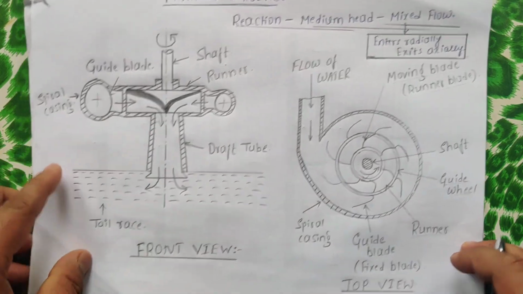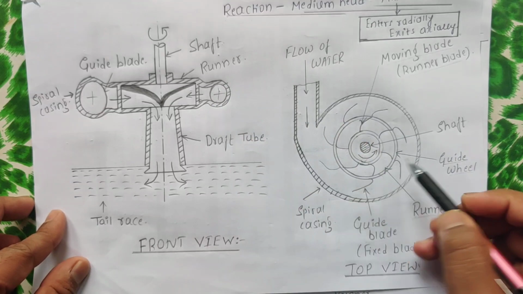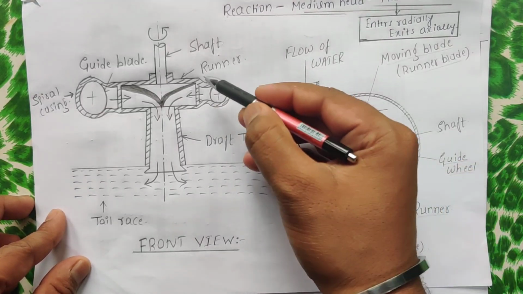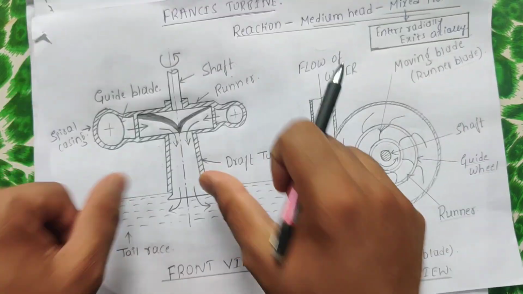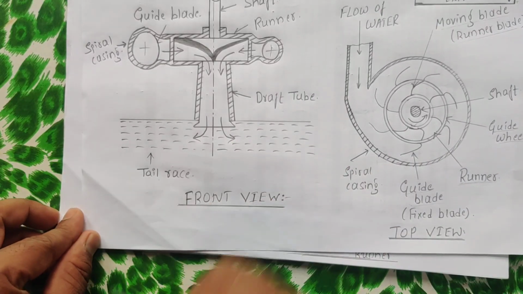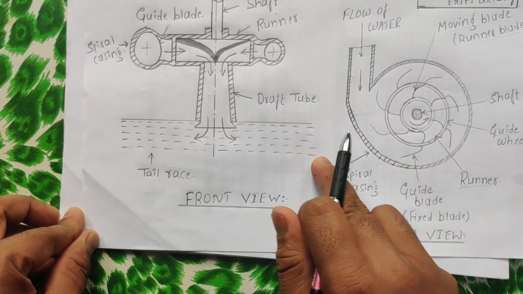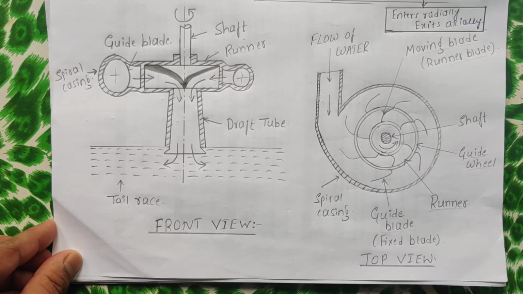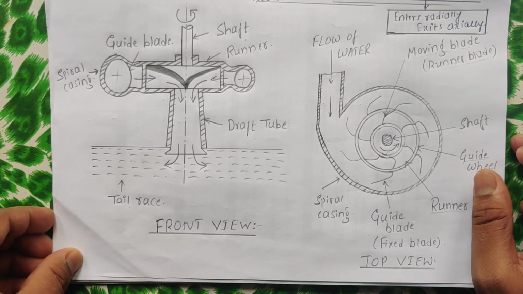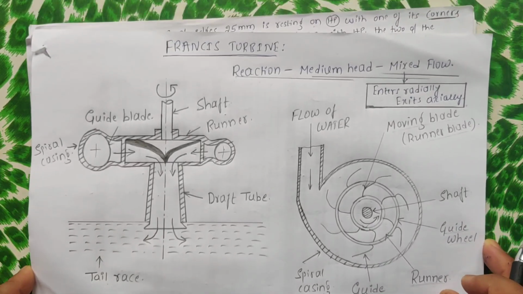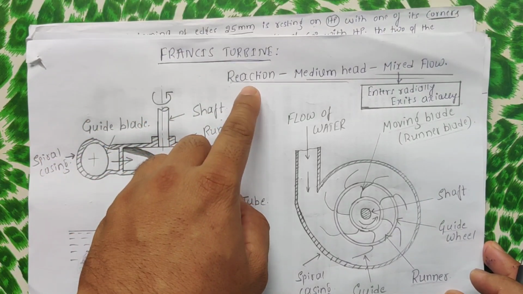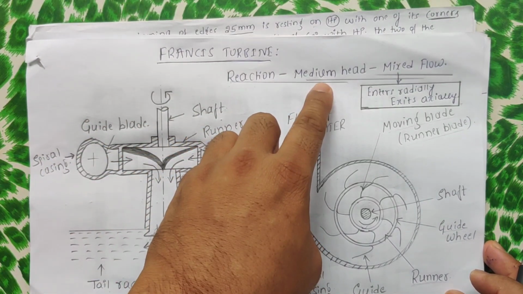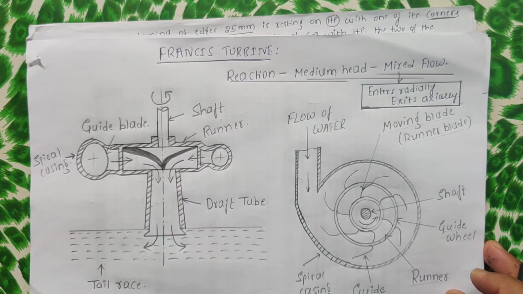And if you can observe here, there is a draft tube. Once the water hits the blades, it will exit through this draft tube and it will reach the tail race. So from tail race, the used water can be further utilized for some agricultural purposes. So hope you understood this Francis turbine, which is basically a reaction turbine with medium head and mixed flow.